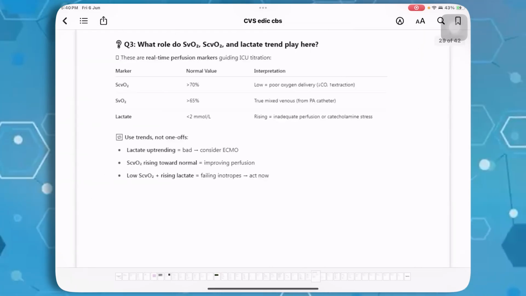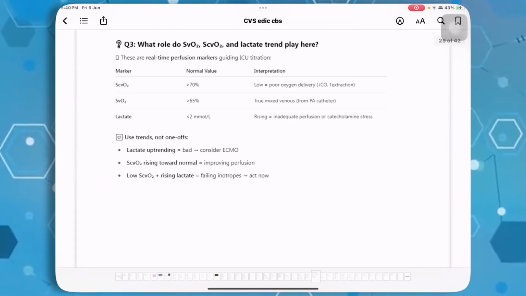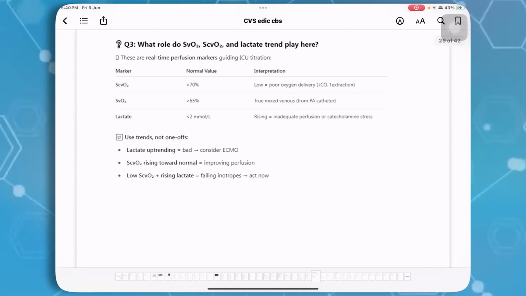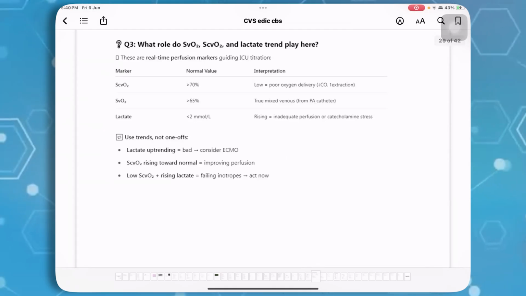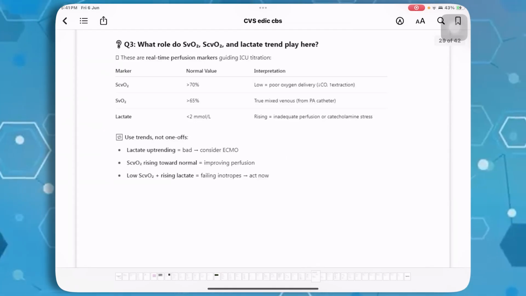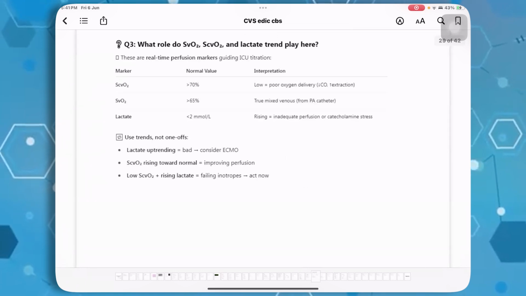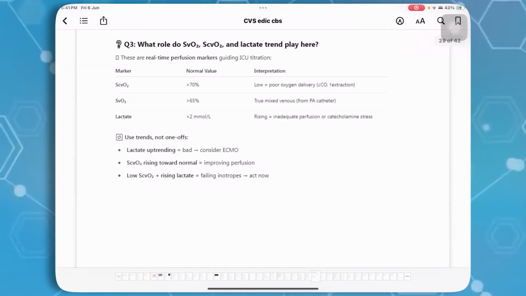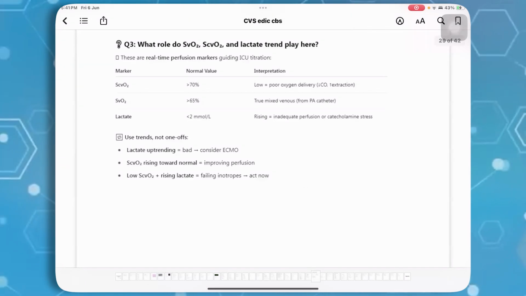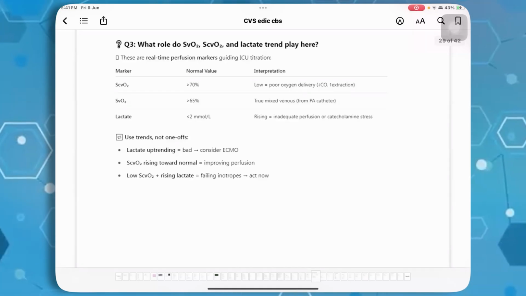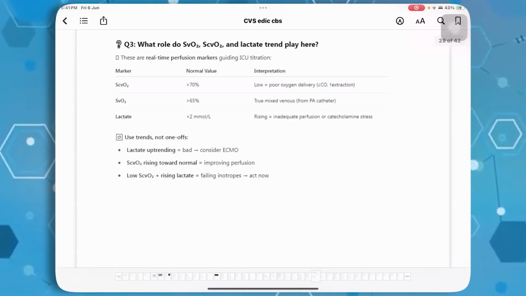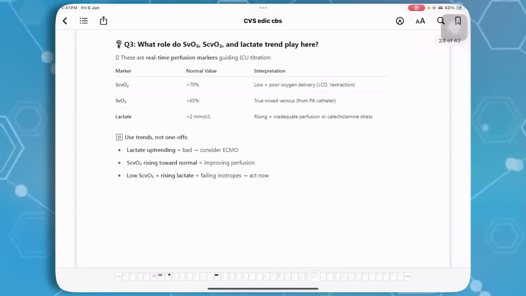What role do SVO2, SCVO2 and lactate trend play here? So these are real-time perfusion markers. You should never ever ignore them. SCVO2 more than 70 is good and healthy. If it is low, we understand that there is poor oxygen delivery, decreased cardiac output, increased extraction is happening.